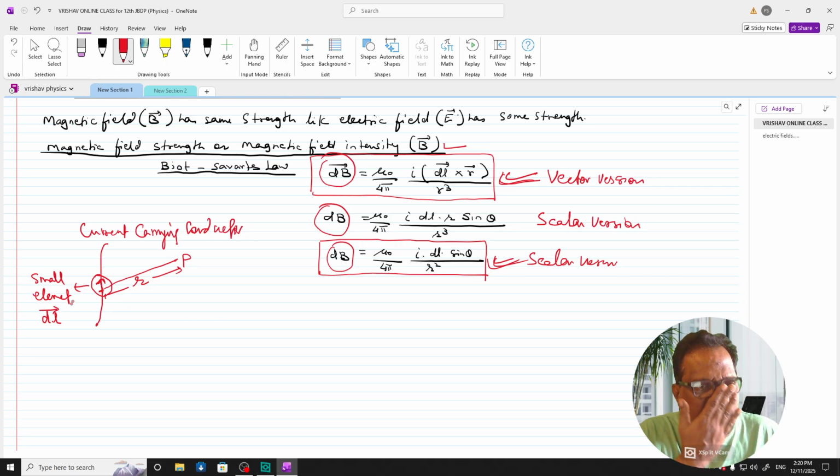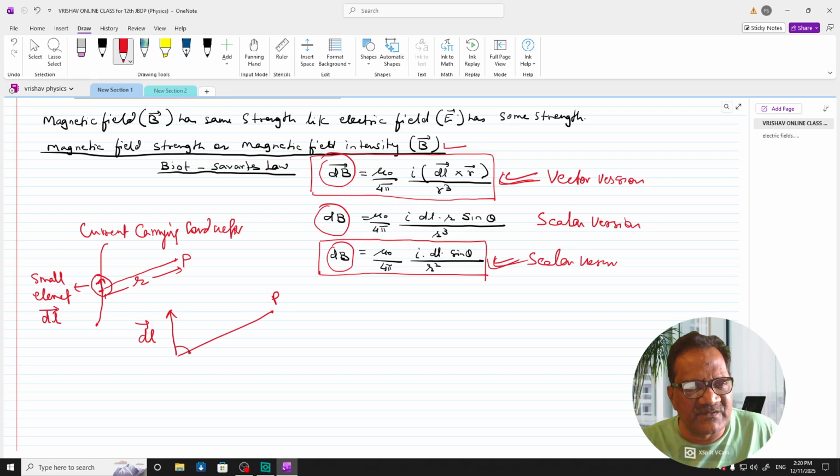Vector dl is a small element taken as a small piece of the conducting wire, and from this dl, this point P is at a distance of r. Let me magnify it and draw: this is vector dl, this is the point P, and the angle between them is, say, theta. This is your r, the distance.